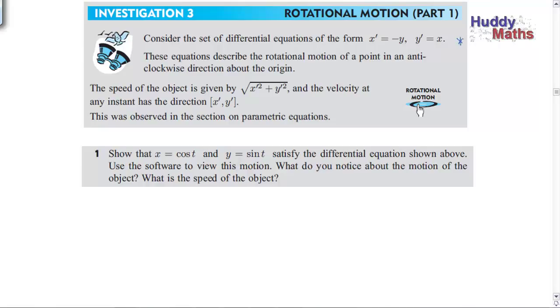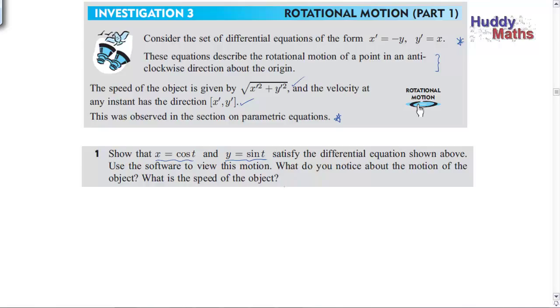Consider the set of differential equations of that form. These equations describe the rotation motion of a point in an anti-clockwise direction about the origin. The speed of the object is given by the square root of x component of the velocity squared plus y component of the velocity squared. And the velocity in any instance is that, as the direction of that vector. Okay, so we had a look at that before. Now, show that these are the solutions or satisfy the differential equation shown above.